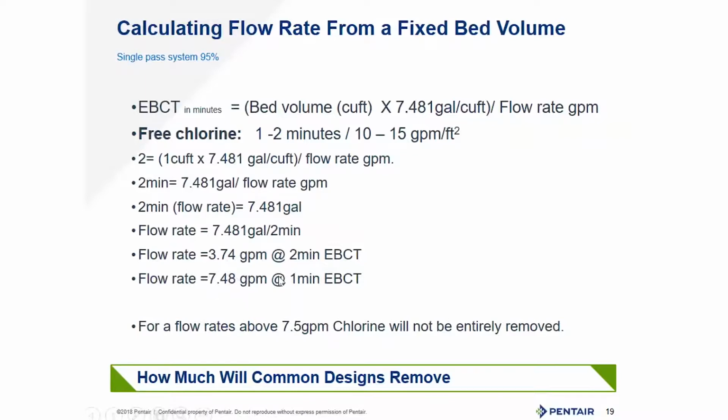That's nice to know. So that means an average house with 3 bathrooms, I can run every shower at once and not have any chlorine leaking through. Okay, this is going to be adequate for just about any home, to be honest with you. So how much will common designs remove?